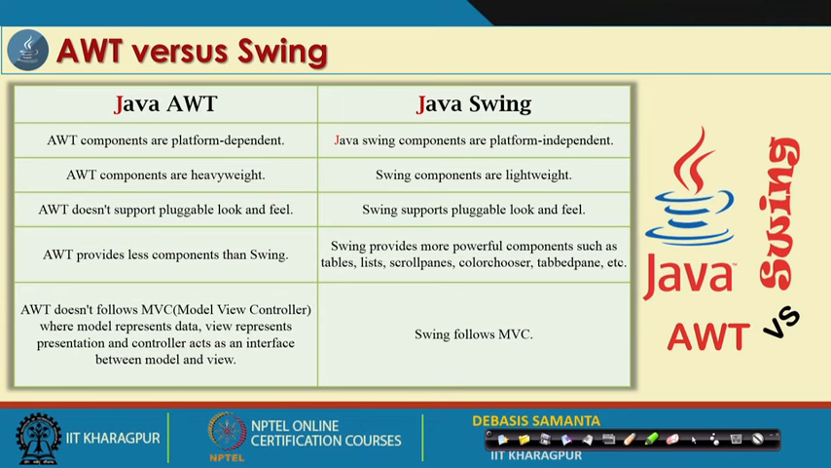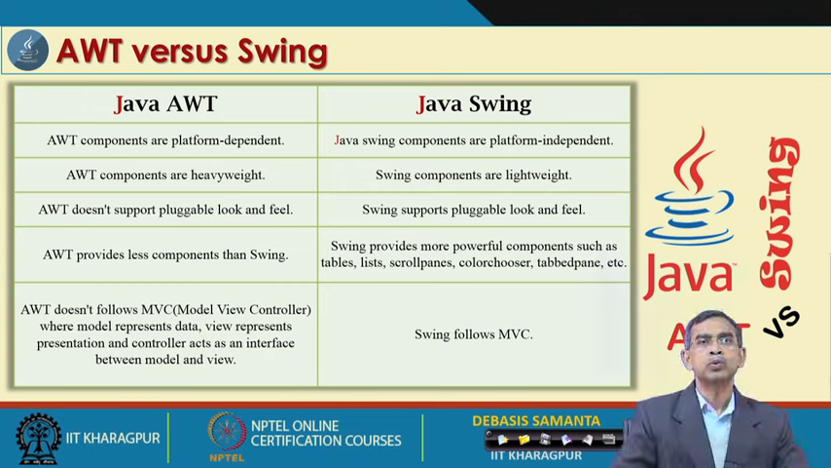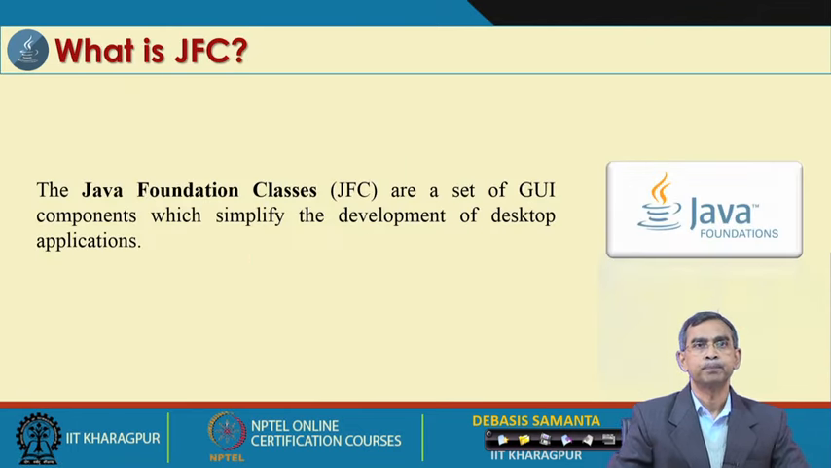All those things are not there in AWT, but those are there here in Java Swing. Another advantage of Java Swing is that it follows one concept in graphical user interface programming called the model view controller, or MVC. AWT does not follow MVC, whereas Swing follows MVC. I don't want to discuss details about MVC, which is not so relevant to this discussion. Anyway, this is one way the graphical user interface can be developed.